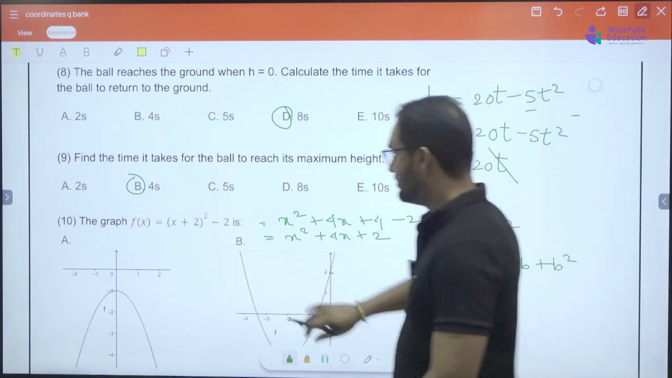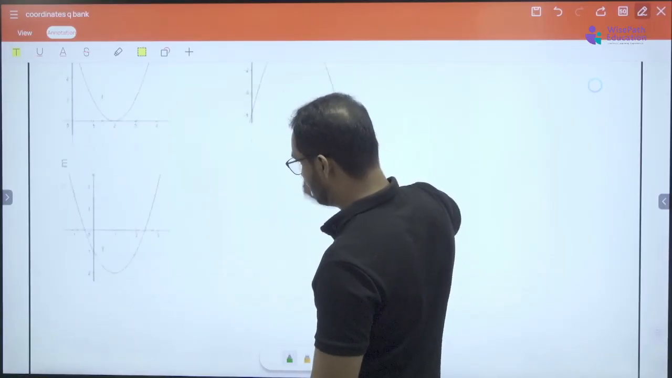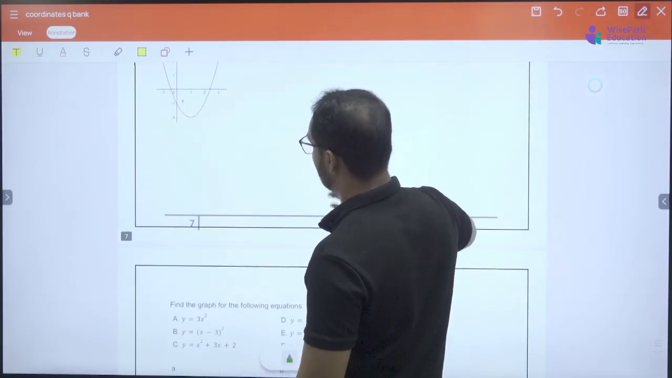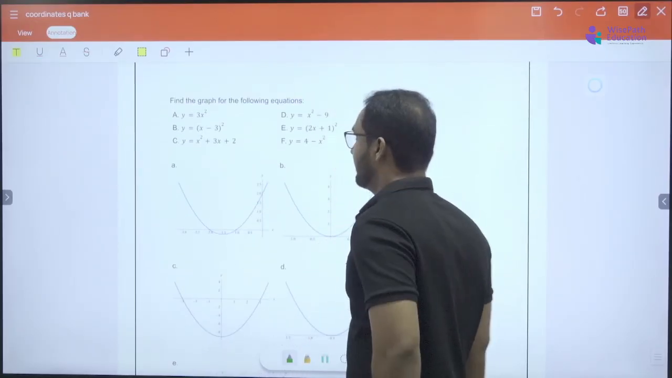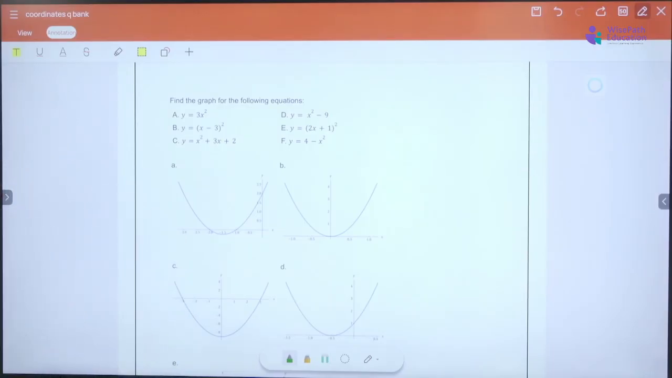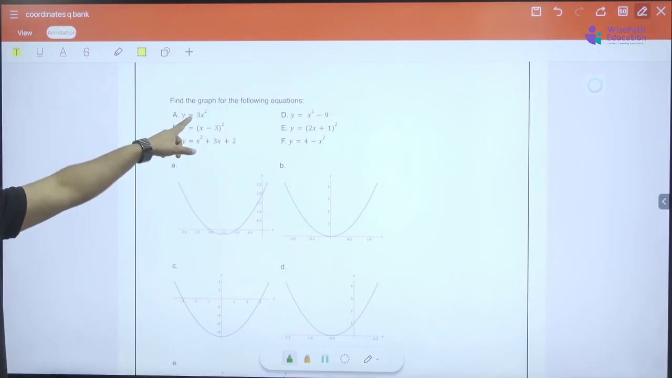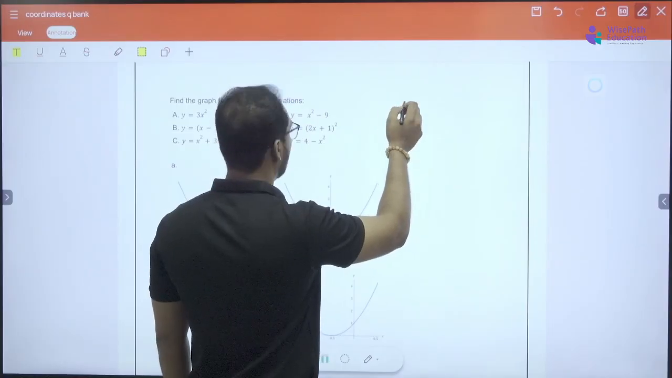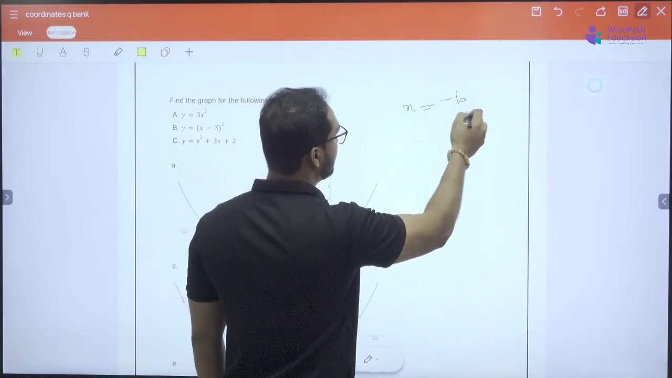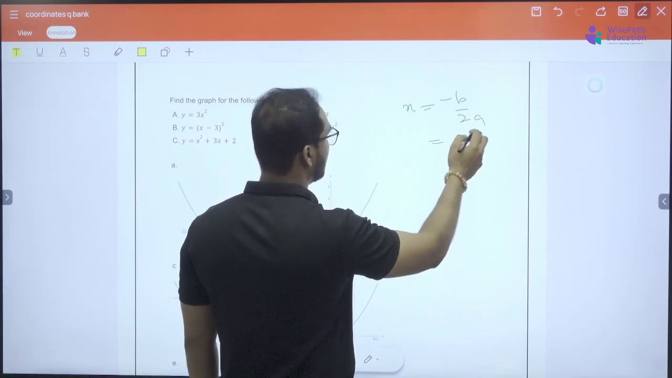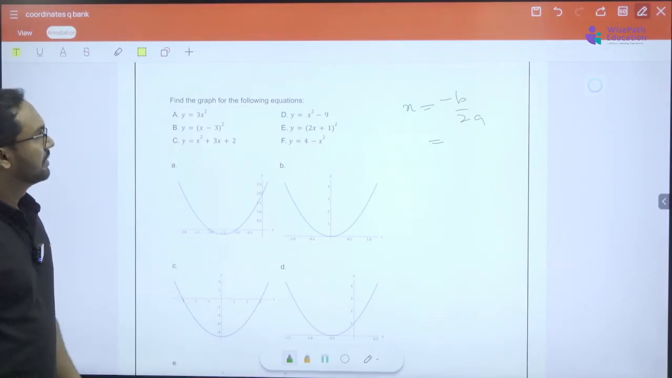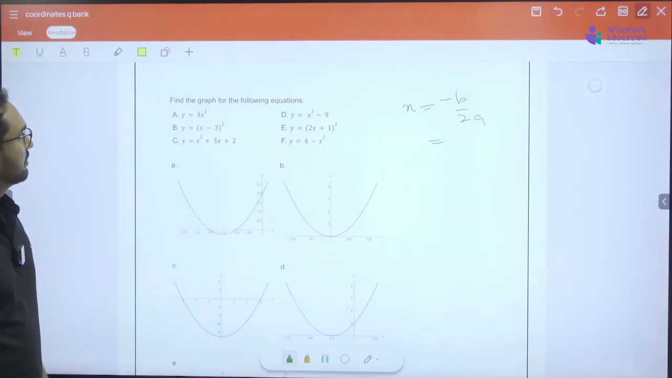හරිද, ඊළඟ එක අපි ඉවර කරමු. Find the graph for the following equation y equals 3x square, so no intercept නේ. එතකොට අපිට මේකේ maximum එක හොයාගන්න පුළුවන් නේ, කොහොමද? x equals minus b over 2a. minus b කීයද? minus b නෑ නේ. b නෑ. එතකොට 3x square.